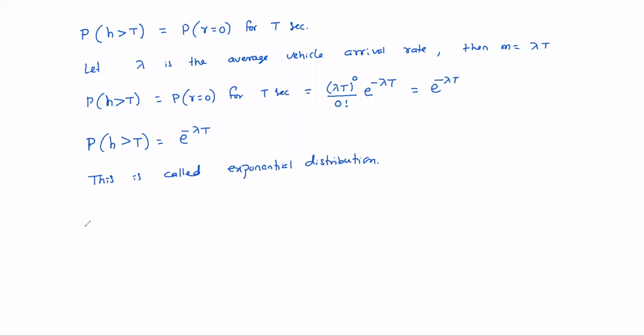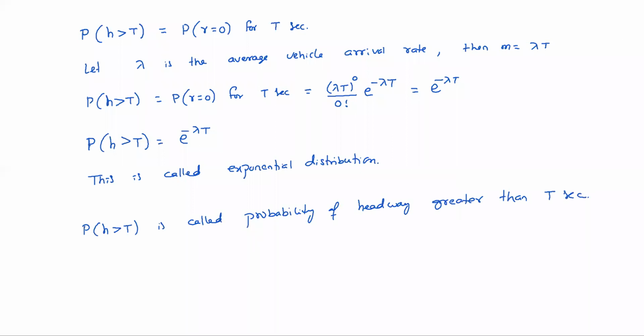Okay, see, probability of h greater than t is nothing but is called probability of headway greater than t seconds.